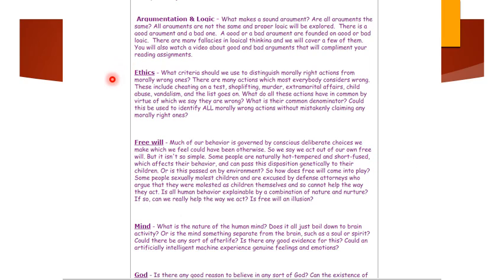In ethics, there's an idea about how well language actually does communicate. And there's a normative theory in ethics that suggests that language is inadequate. But at any rate, we'll look at that just briefly. And then we'll discuss God. Mind, free will, and ethics are the main things. Of course, we start out with argumentation and logic.